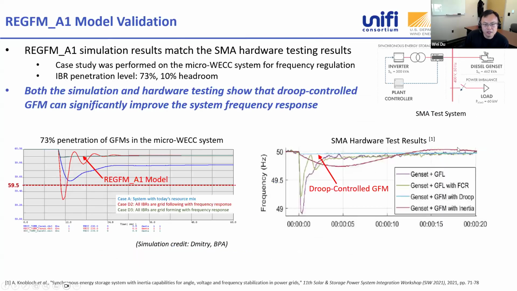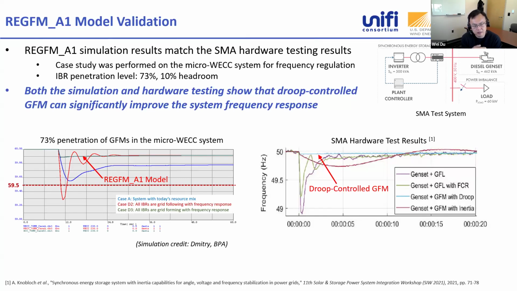But here I'd like to talk a little bit about model validation and the benefits that grid forming inverters can bring to the system. When we developed this first model, the droop-based REGFM-A1 model, we sent it to a transmission planner in the BPA area, Dimitri. He used this model to run some PSLF simulations to study the micro WECC system, which is a very small system that represents the WECC system.